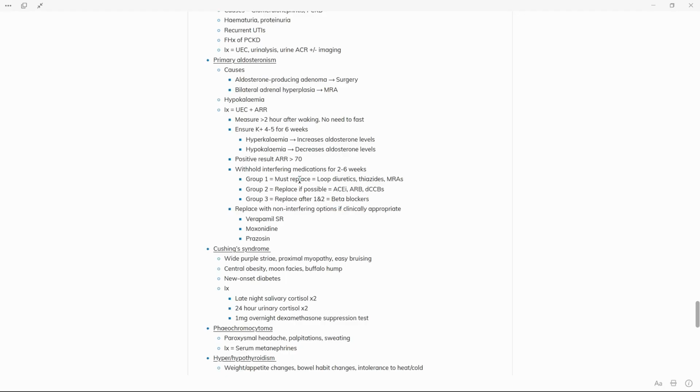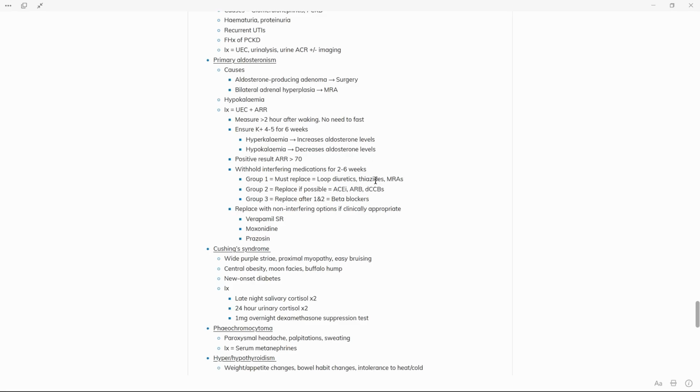So medications that you must replace include loop diuretics, thiazides, and mineralocorticoid receptor antagonists. Obviously, whether or not you replace or stop them depends on clinical appropriateness. For example, if they have another stronger indication to remain on these medications, then you probably won't stop them, and if that's the case, you refer them to an endocrinologist for further testing. Group 2 is replaced if possible, and that's ACE inhibitors, ARBs, and dihydropyridine calcium channel blockers like amlodipine or lercanidipine. Group 3 will be the beta blockers, not as important, but you should replace them if you can as well.